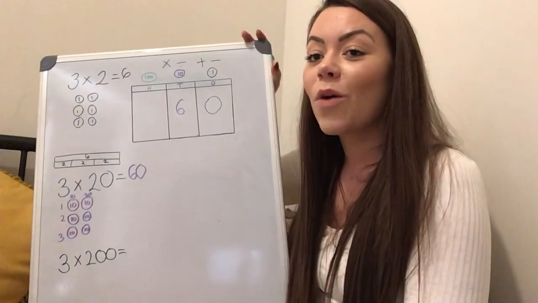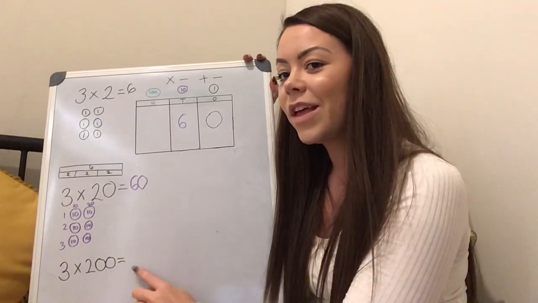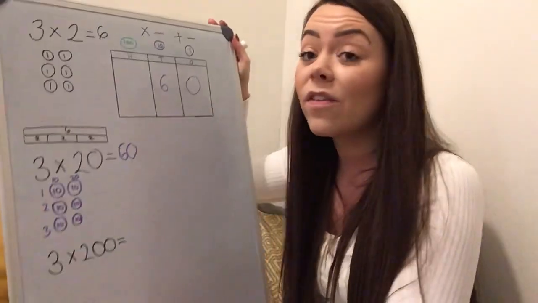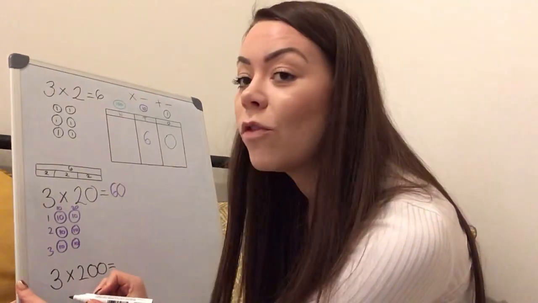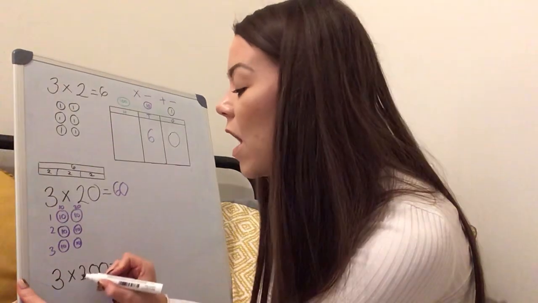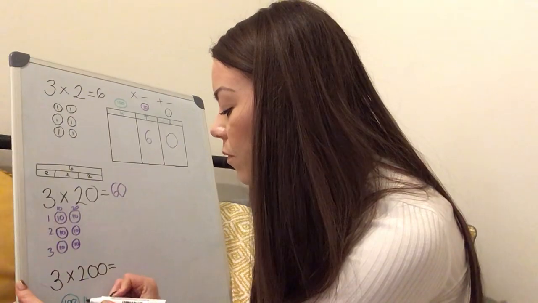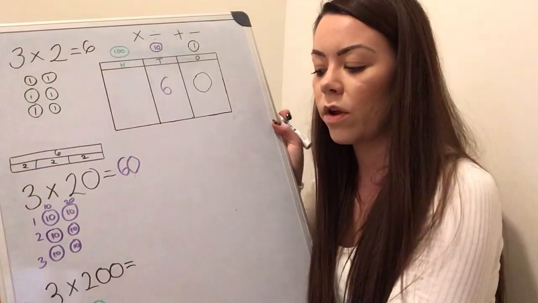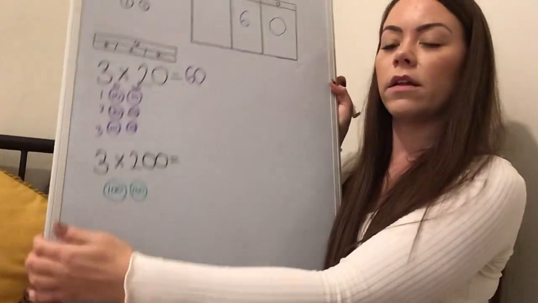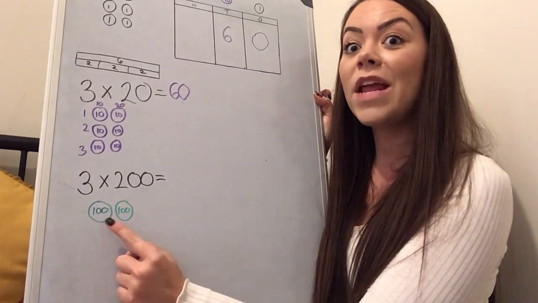Can any of you think what the answer might be following the pattern? We've got 6, 60. Some of you might already know what the answer is going to be, but let's see if we can draw it still, because that's important. So instead of tens counters, I'm going to draw out hundreds counters, and I want 3 lots of 200. 100, 200. Can you see? But I want 3 lots of 200. So let's carry on going.